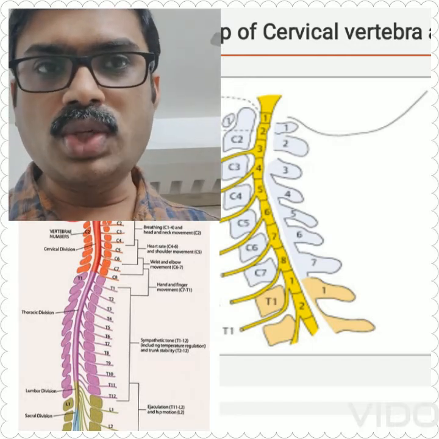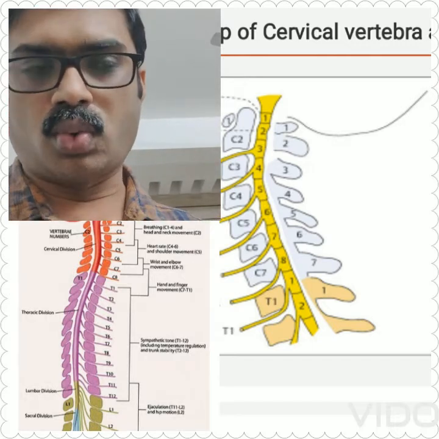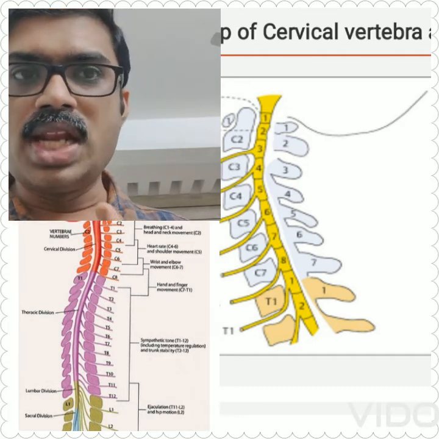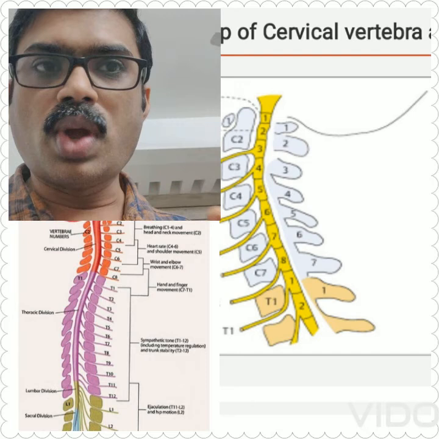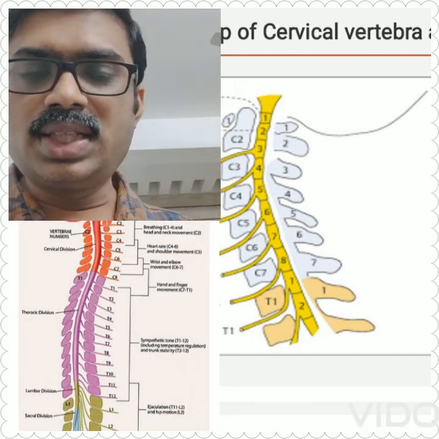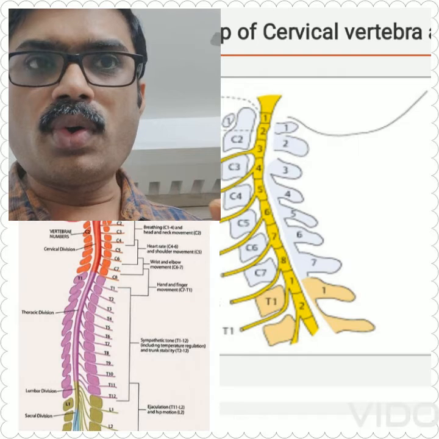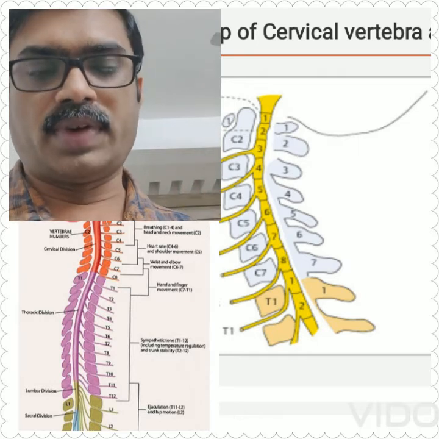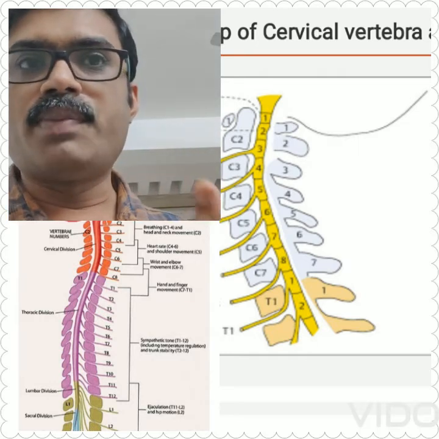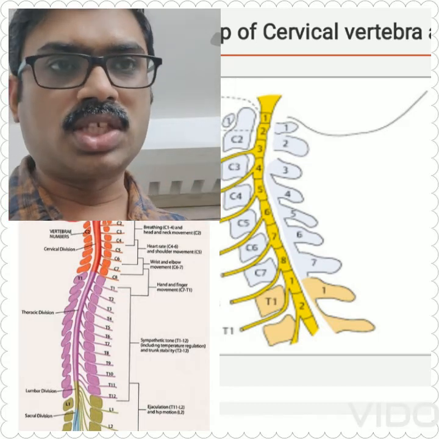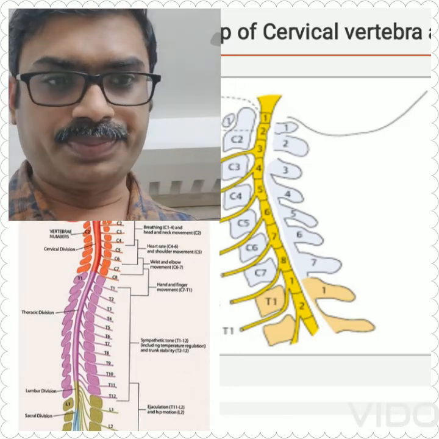So, L1 root will come between the L1 and L2 vertebra. L2 root will come between L2 and L3 vertebra. The L3 root comes between the L3 and L4 vertebra. The L4 root will come between L4 and L5 vertebra. The L5 root will come between L5 and S1 vertebra. So, the designation of the root is by the vertebra above.